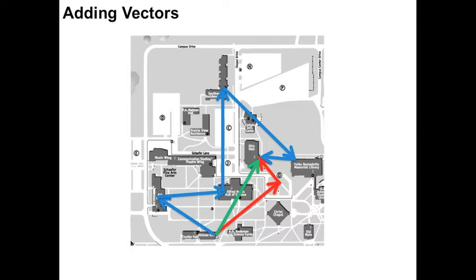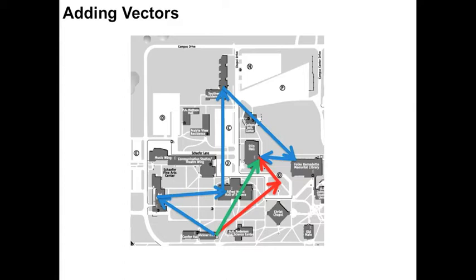But in total, all you're doing is following the green path, going from your starting point to your ending point. Now, what we've been doing here is adding vectors. All we've done to add vectors is connect the arrows head to tail. So I took the first red arrow and connected its head to the tail of the next red arrow.